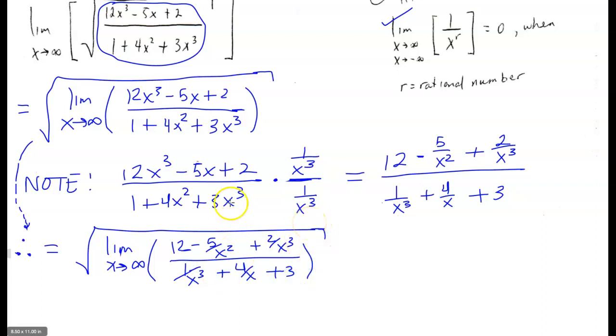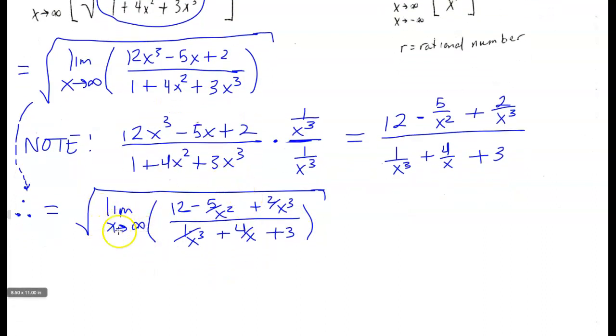Okay. And so now at this point, technically, what I should do here is I should go ahead and rewrite this as square root of limit of numerator divided by limit of denominator. And then the next step should be, I'm going to write limit for 12, then limit of 5 divided by x squared, limit of 2 divided by x cubed. But since we kind of already know about the limit laws, we're going to skip that step. And what we're going to do now is just apply the limit to all of these.